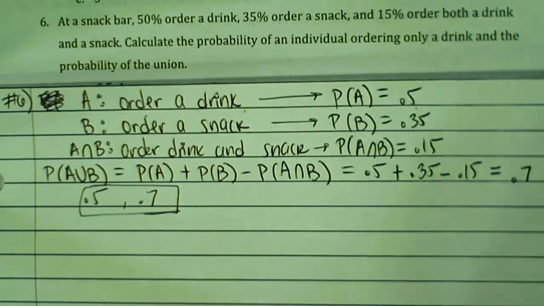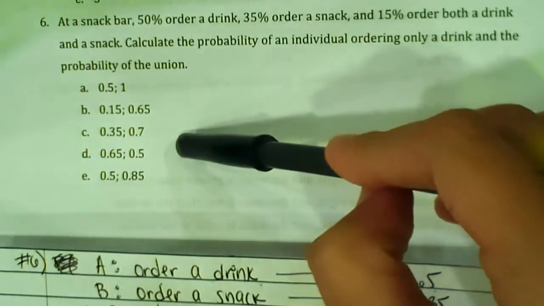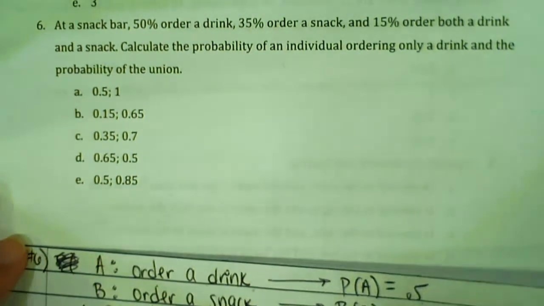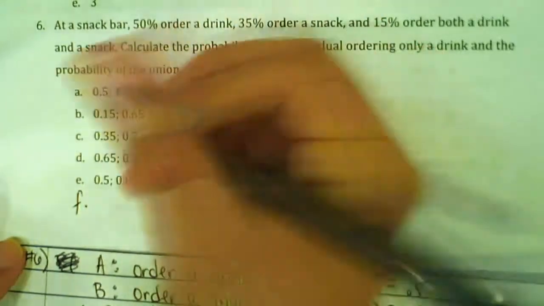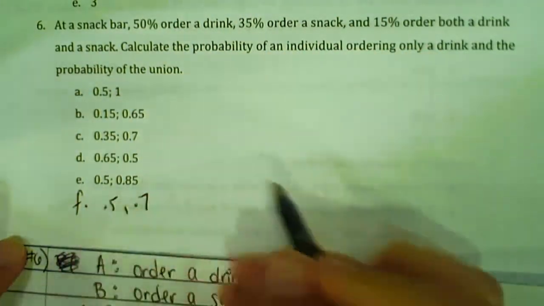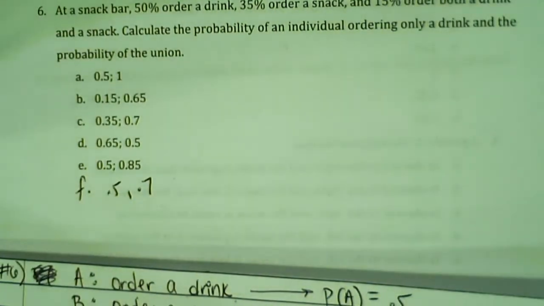On the actual paper, that option isn't there. So there seems to have been a slight typo. So let's call it A, B, C, D, E, F. Should be 0.5 and 0.7. Okay, does everyone understand that?